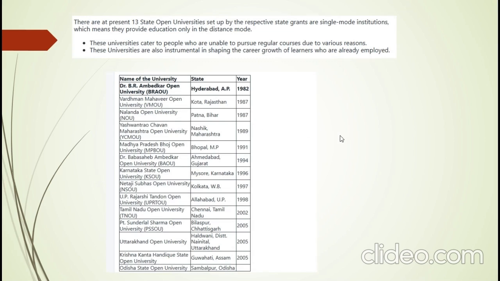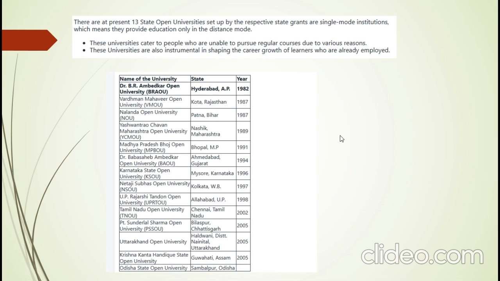Some more information on the above. There are at present 13 state open universities set up by respective state grants, which are single mode institutions, which means that they provide education only in the distance mode. And they cater to people who are unable to pursue regular courses due to various reasons. And they are also instrumental in shaping the career growth of learners who are already employed. So the first university was Dr. B.R. Ambedkar Open University, established in Hyderabad, Andhra Pradesh in the year 1982.